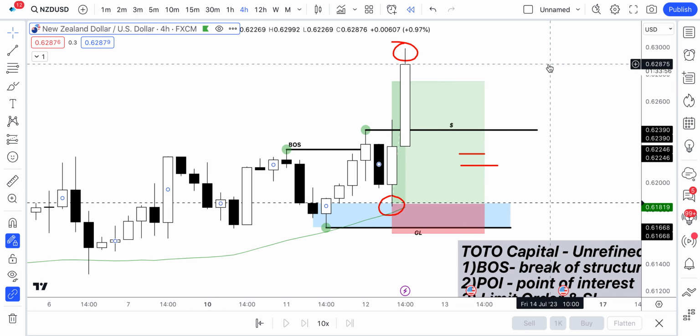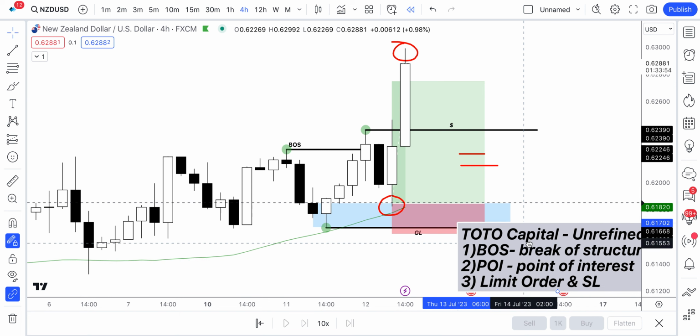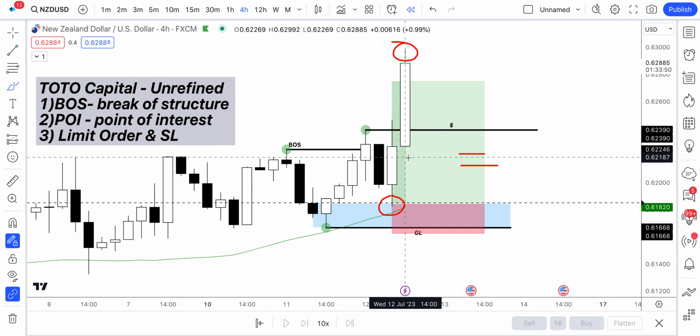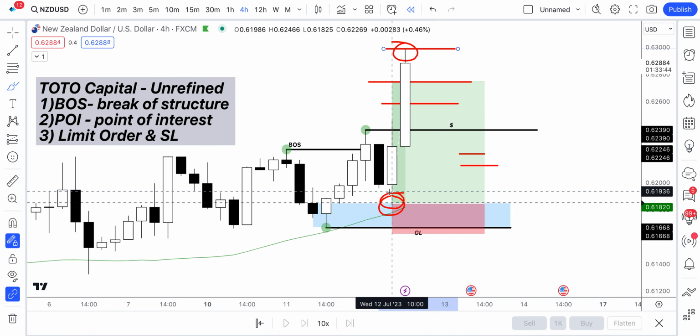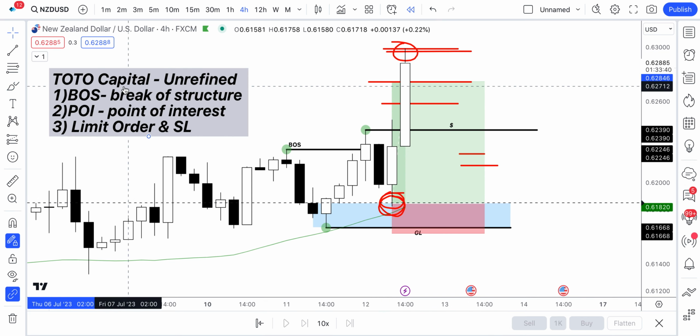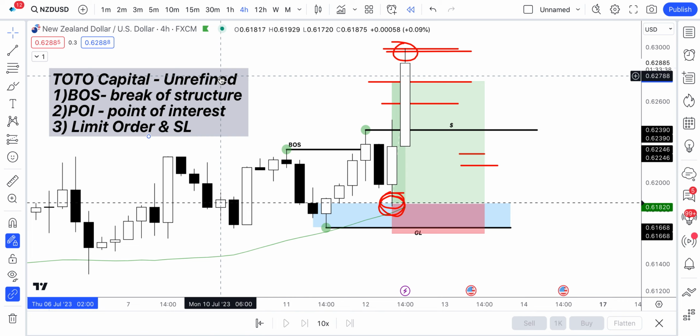Okay, but yeah, this is an unbelievable trade here on NZD/USD. Within literally 4 to 6 hours, we were triggered in and we were exiting our long positions. We bought low, we sold high, and we followed the TOTO Capital Unrefined systematic approach there. The mechanical rule-based strategy. So yeah, let me know your thoughts on this one, guys.